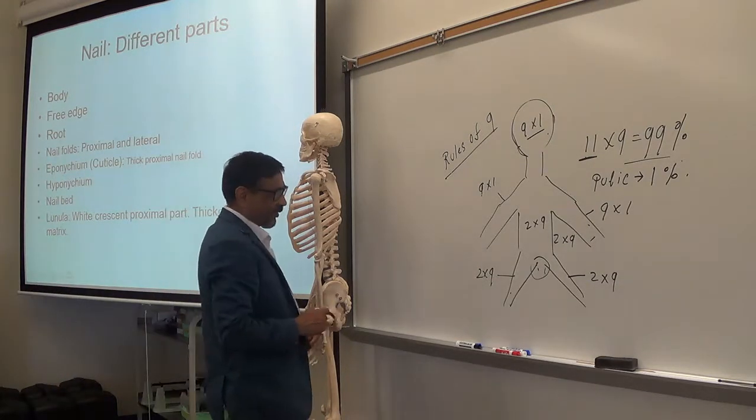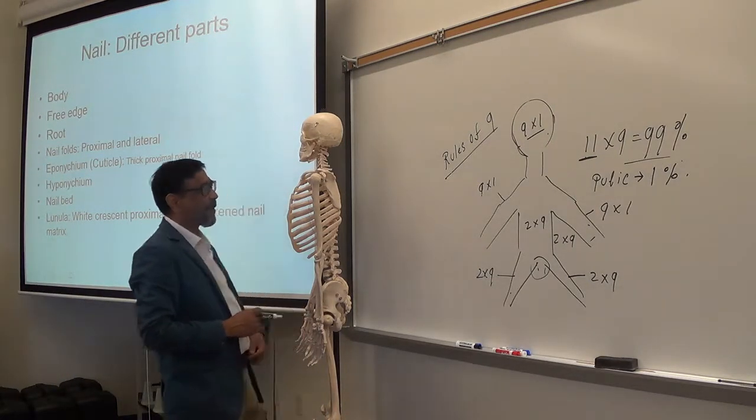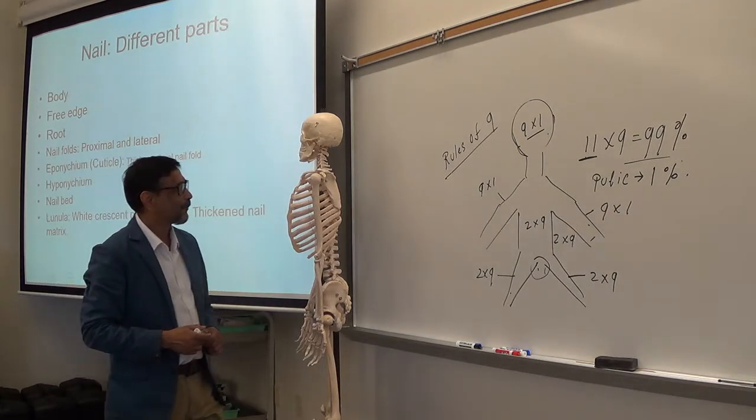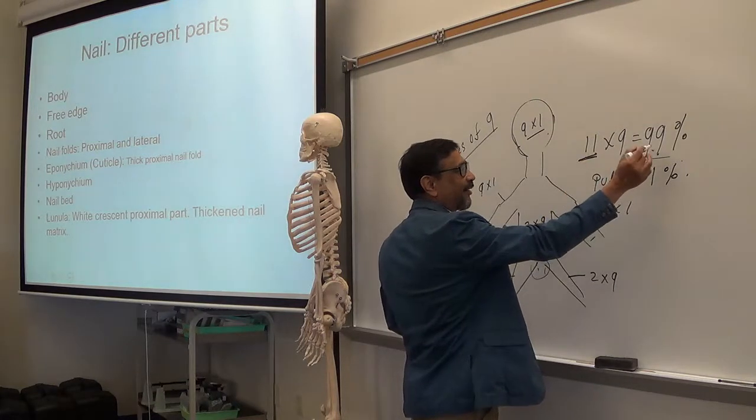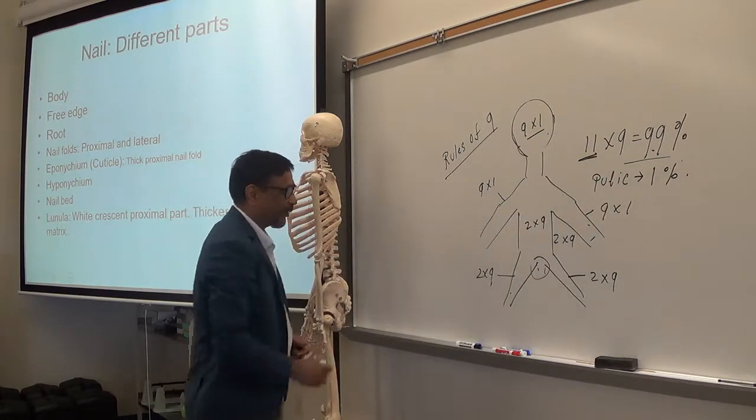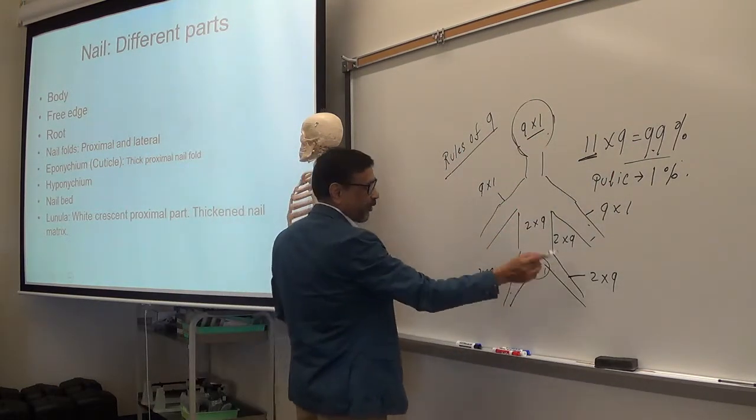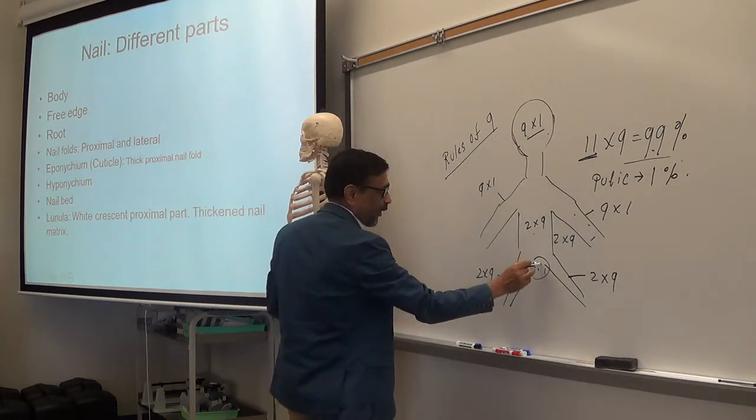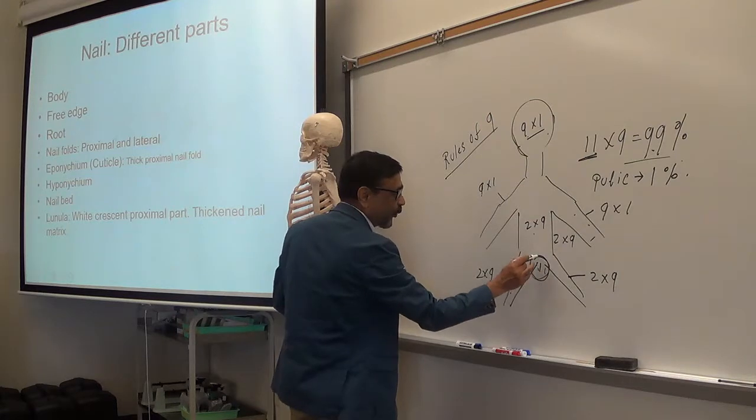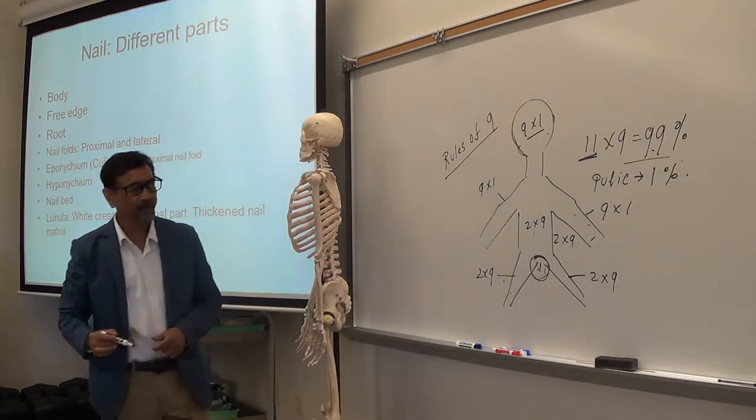So how many nines you got? Can you tell me? 11. You got 11. Okay, so that makes sense, right? So 11 nines, 99% of your body. So 2, 4, 6, 8, 9, 10, 11. And this is 1%, the pubic area.